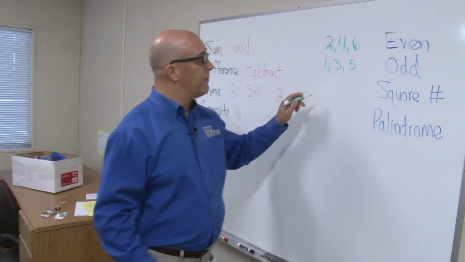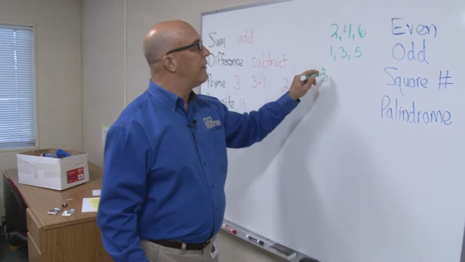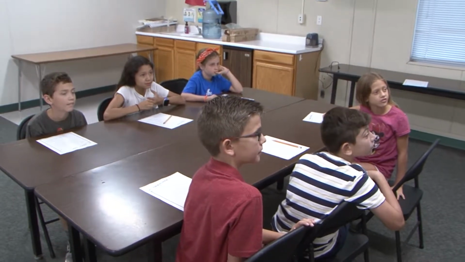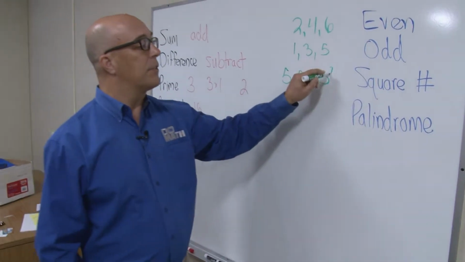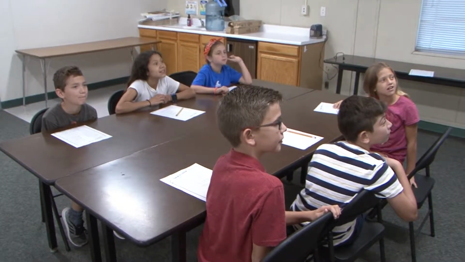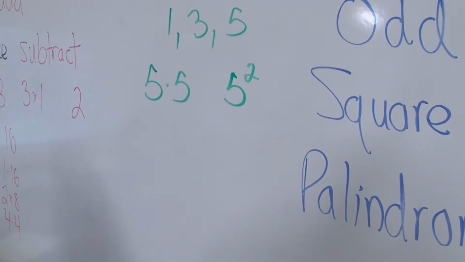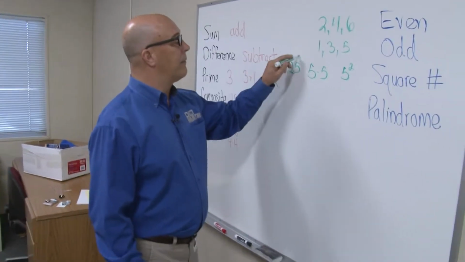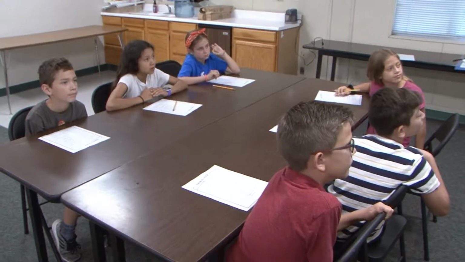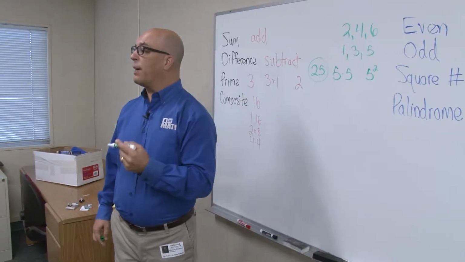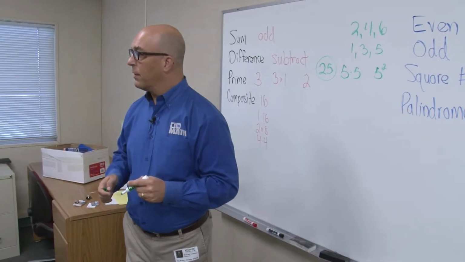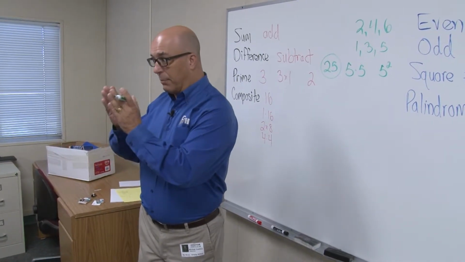If I said 5 times 5, what is that? 25. Have you ever seen it written like this? Yes. Right, there's your exponent too, so you have 5 squared, 5 to the 2nd power, right? So the number 25 is a square number. Can you think of another square number? 12. What 2 numbers? Because the numbers have to be the same.